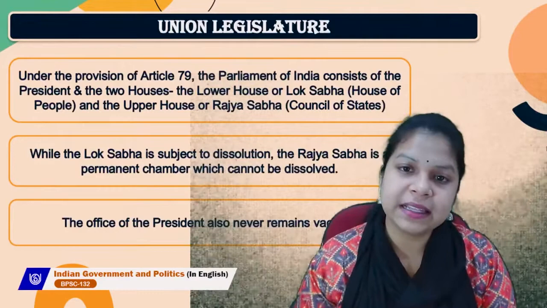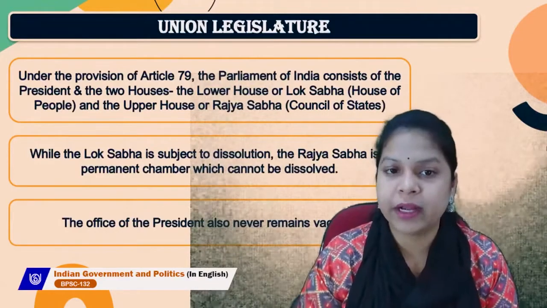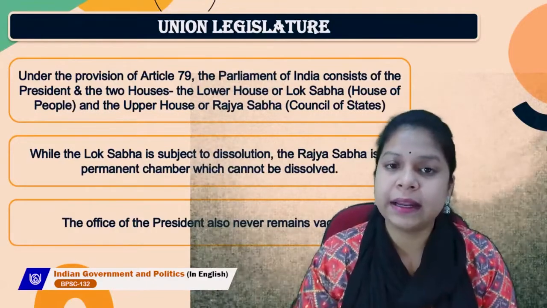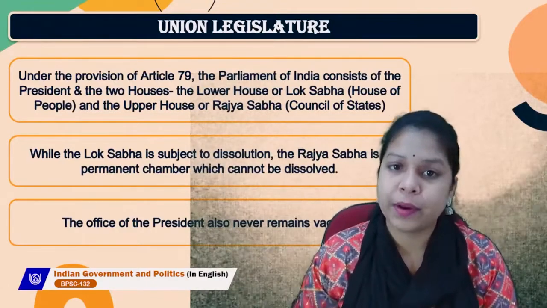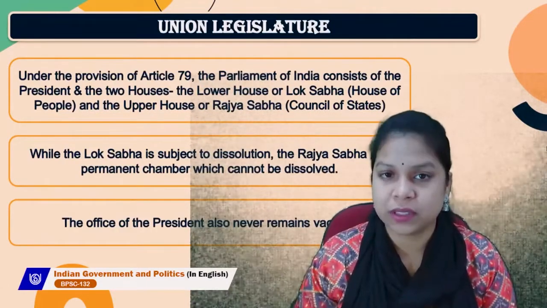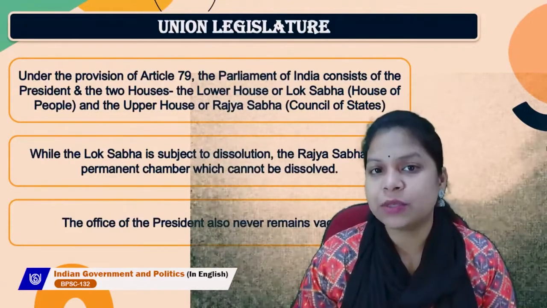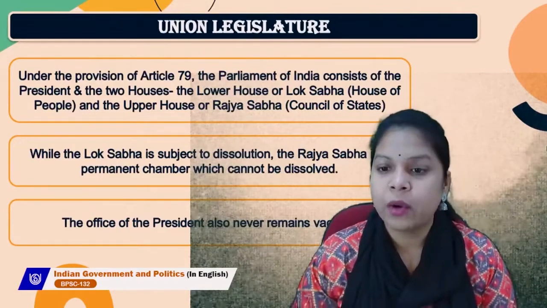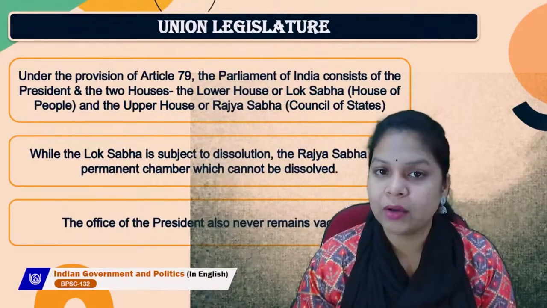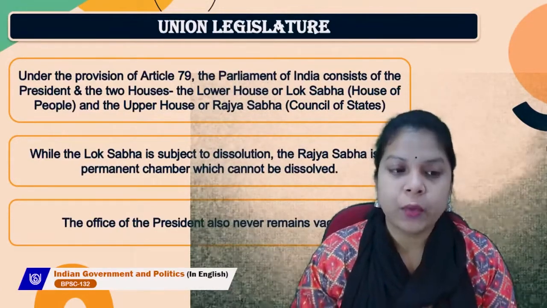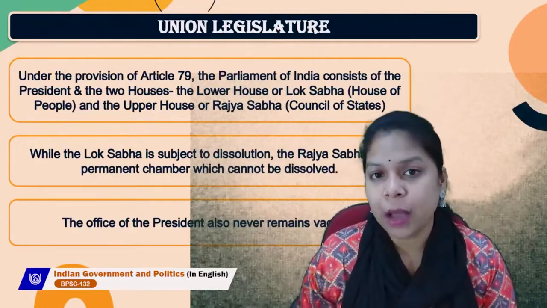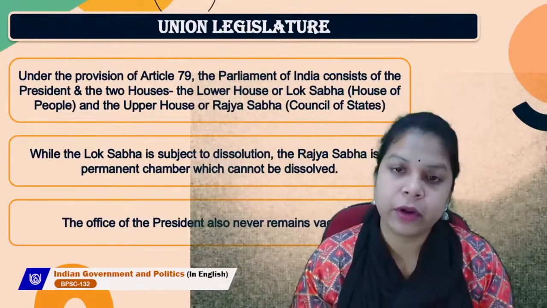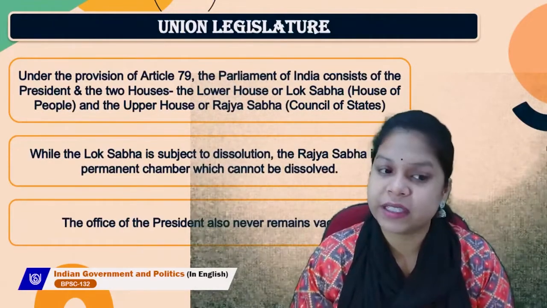To understand this parliamentary form of government and the union legislature, we should understand that it comprises the President plus two houses. And what are these two houses? We have the Lok Sabha, which is known as the lower house and House of the People. Whereas the upper house, in Hindi, we call the Rajya Sabha, which is the Council of States.